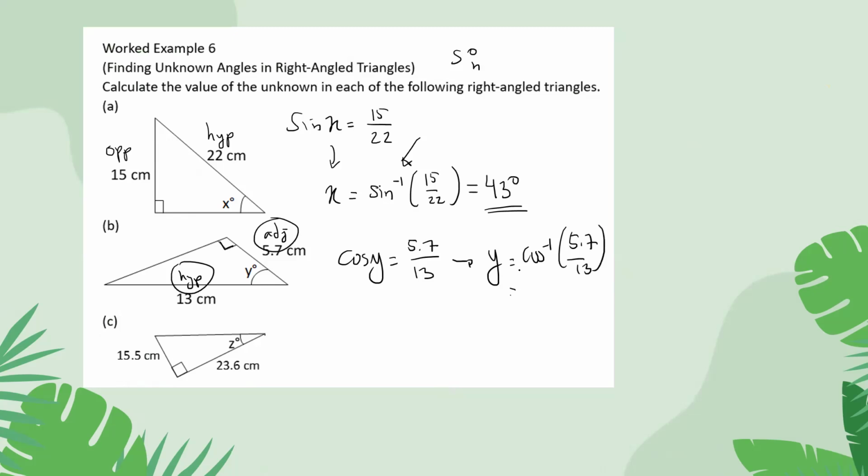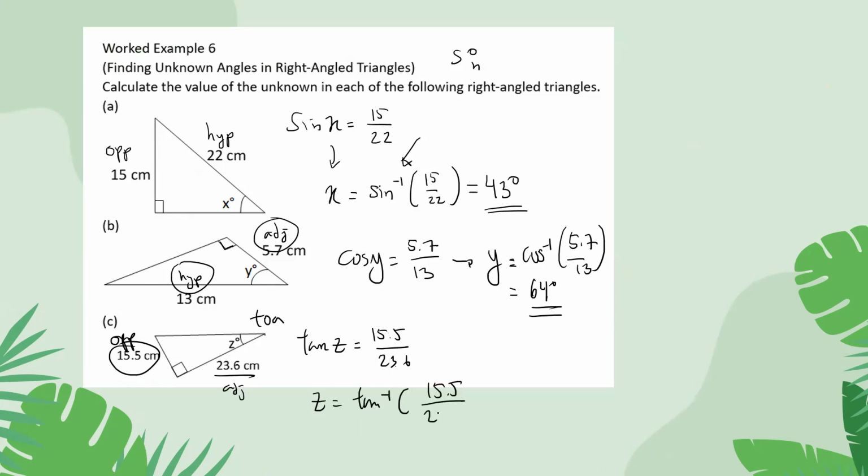I will ask you to solve it yourself. What's the answer? 64 degrees. Okay, good. Now, on Z also, we have the opposite and adjacent. So we use tangent. So tan Z equals opposite 15.5 over adjacent 23.6. We use TOA here. Then Z equals tan inverse of 15.5 over 23.6.